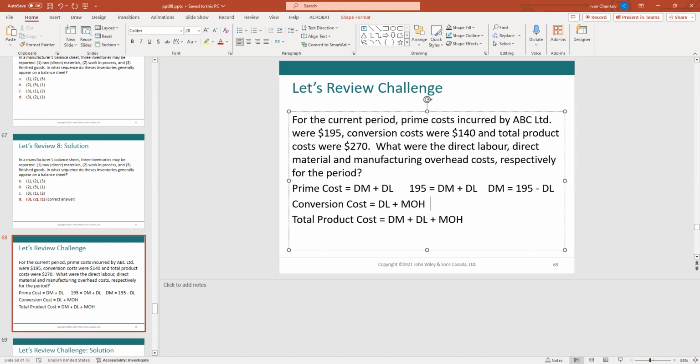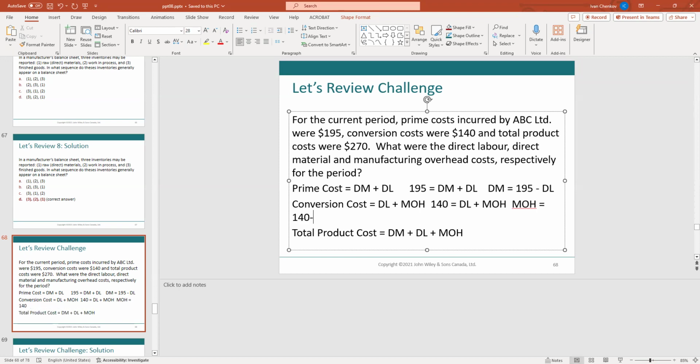Here on this calculation, I already have conversion cost 140 equal to direct labor plus manufacturing overhead. Now I can express manufacturing overhead, correct? Manufacturing overhead is going to be equal to 140 minus direct labor, correct?